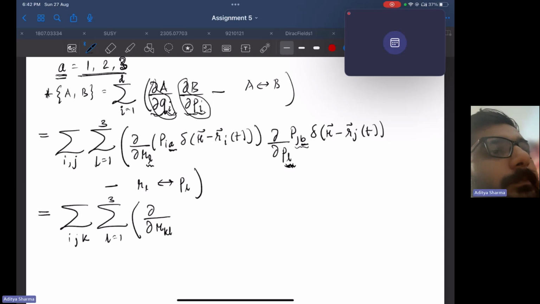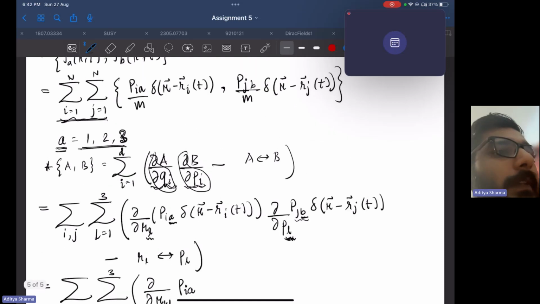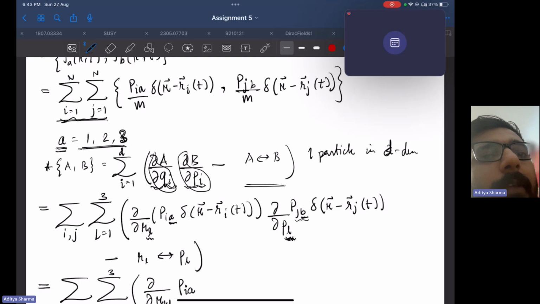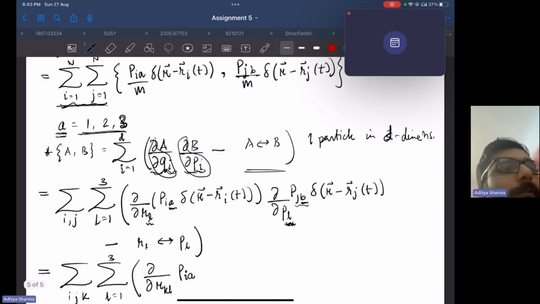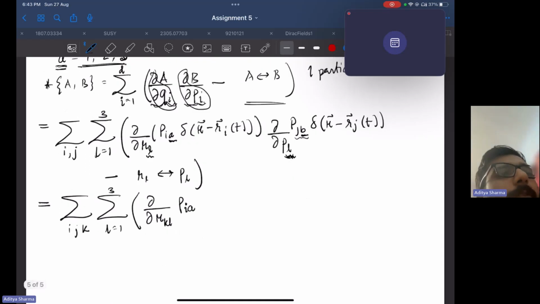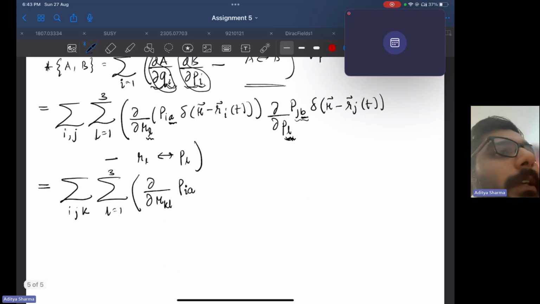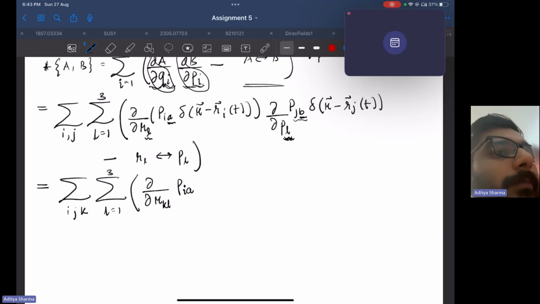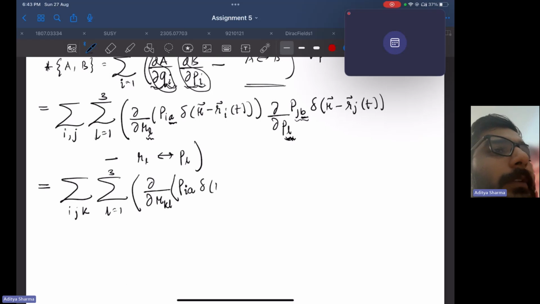Actually the K index should have been incorporated in the Poisson bracket, because what I have written is for one particle in 3 dimensions, or D dimensions. If you have n particles, then you can put two indices there on the operator itself. So I'm just incorporating this. I'm doing it slowly, step by step, so that there is no confusion.